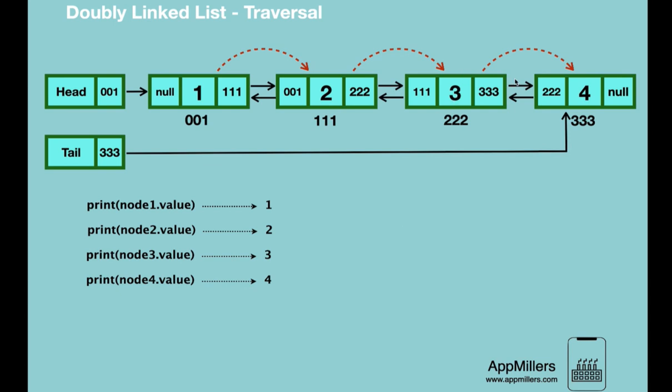Here we are looping through double linked list until we reach the last node. So how do we know that this is the last node? We know that last node's next reference points to null. So when we reach here, we stop over here.